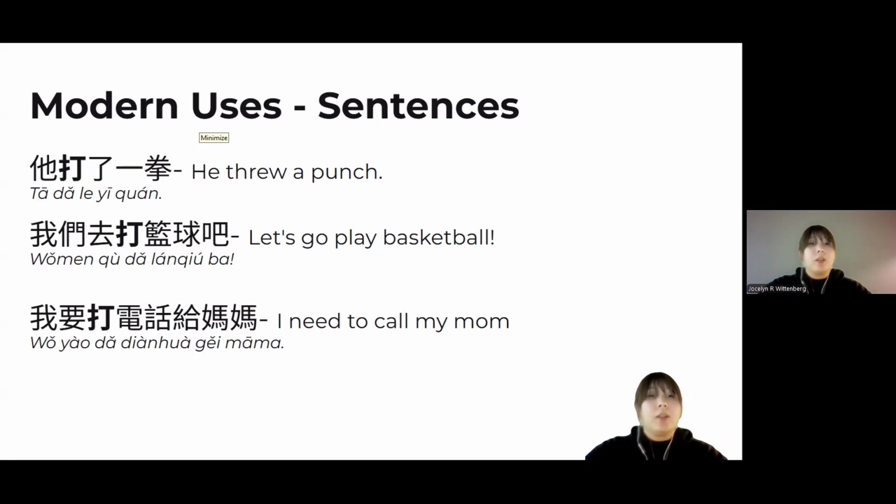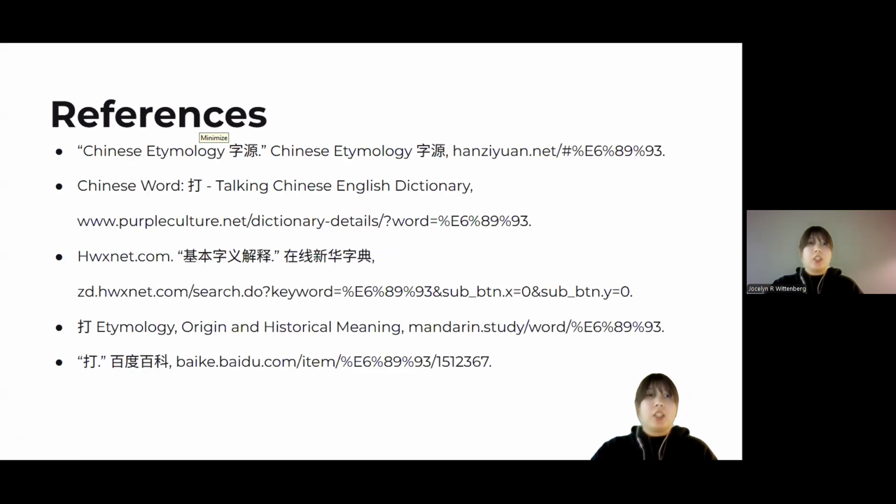The final sentence we have here is 我要打电话给妈妈, which is I need to call my mom. So as you can see here, 打电话 literally means hit phone, but in this case it means to call on one's phone because you're using your hand to use a phone. And yeah, so that wraps up my presentation on Da.